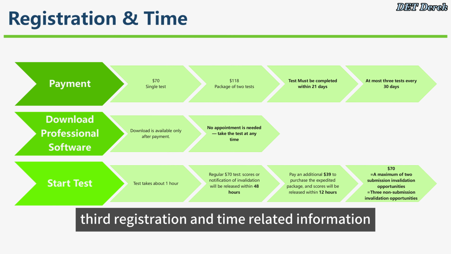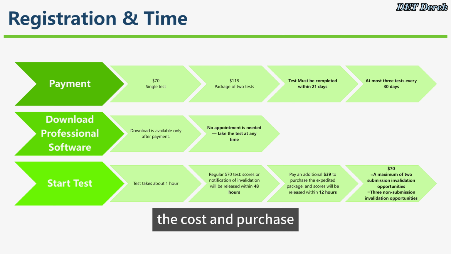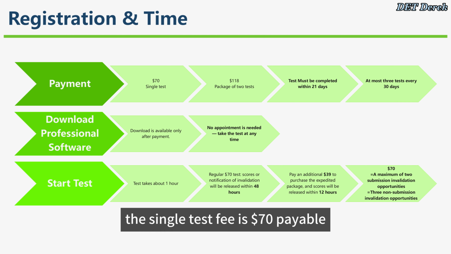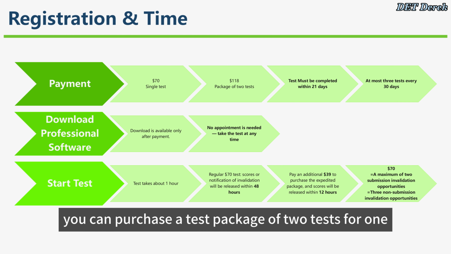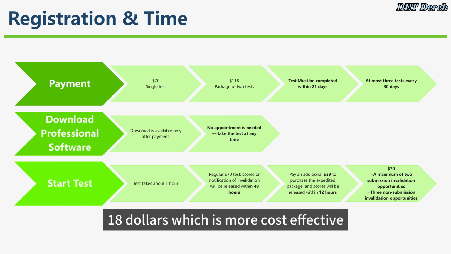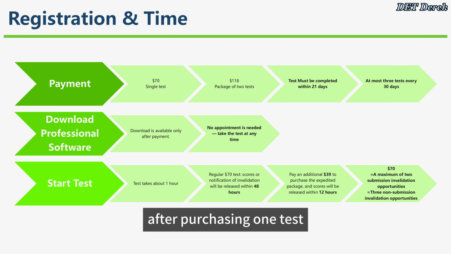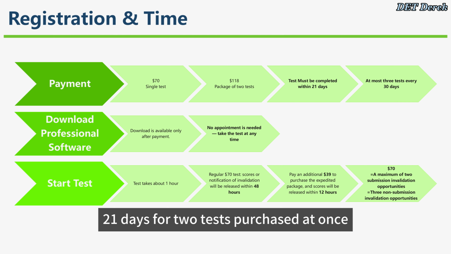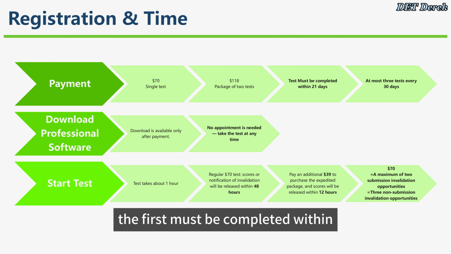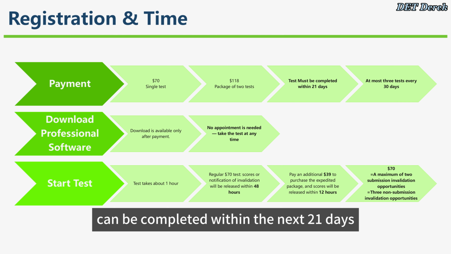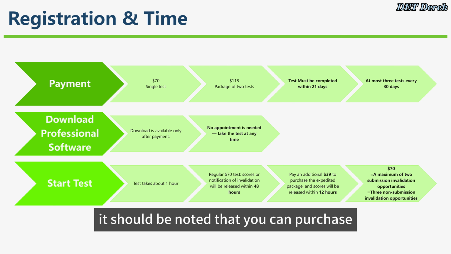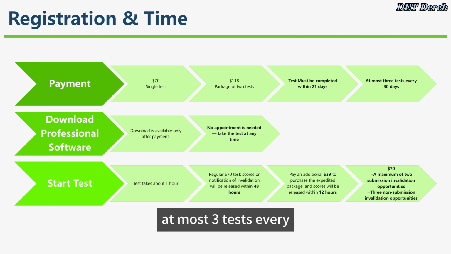Third, registration and time-related information, the cost and purchase. The single test fee is $70, payable by Google Pay, MasterCard, Visa, etc. If you feel one test is not secure, you can purchase a test package of 2 tests for $18, which is more cost-effective. After purchasing one test, you need to complete it within 21 days. For 2 tests purchased at once, the first must be completed within 21 days, and the second can be completed within the next 21 days. It should be noted that you can purchase at most 3 tests every 30 days.